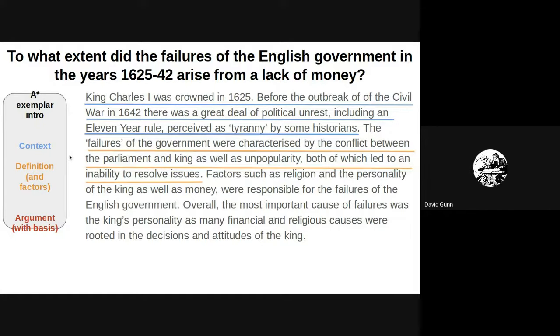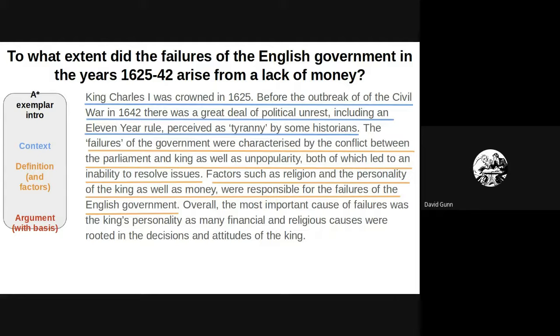So that's the definition. Factors such as religion and the personality of the king, as well as money, were responsible for the failures of the English government. So that's setting out the factors. So they've defined the key terms, they've set out the factors. Last thing to do is the argument.